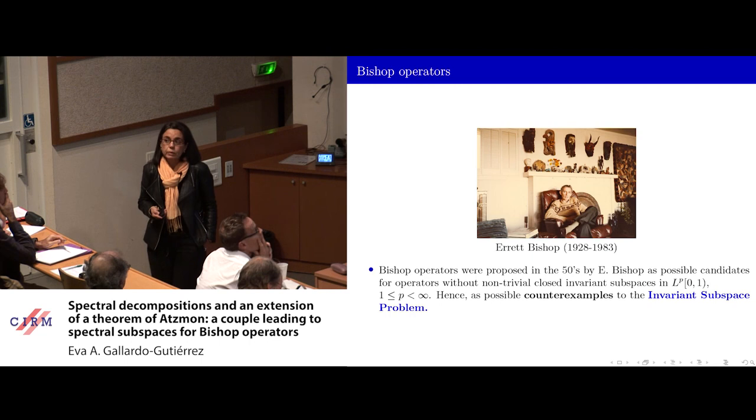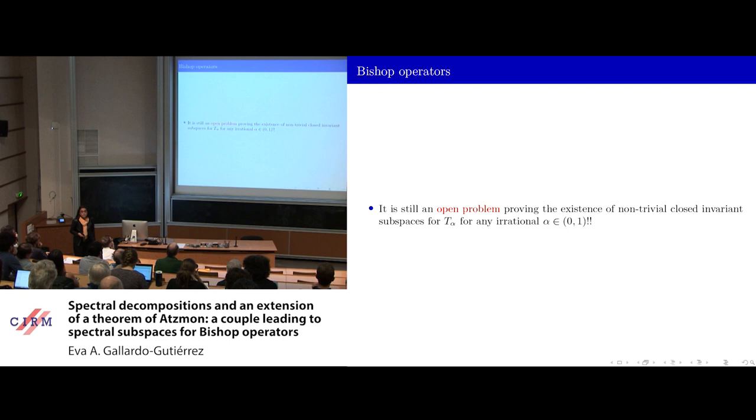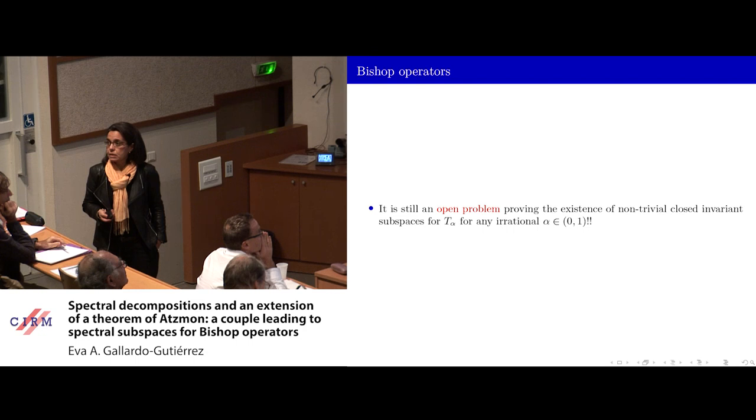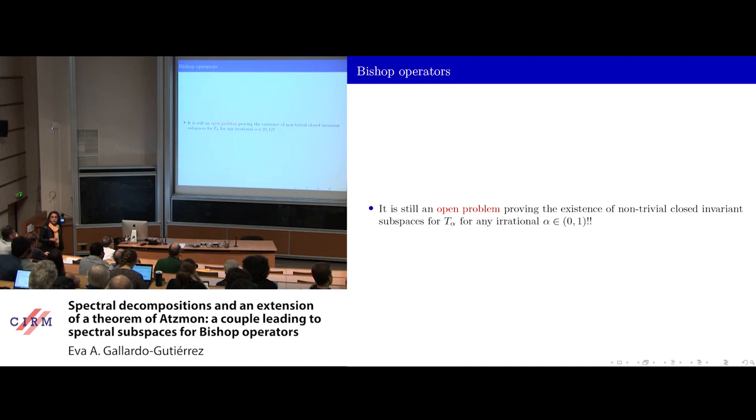We know that the invariant subspace problem asks if every linear bounded operator has a non-trivial closed invariant subspace; it's open in reflexive Banach spaces. So these operators were proposed as possible counterexamples, and it is still an open problem to determine if every Bishop operator has a non-trivial closed invariant subspace in LP, independently of the irrational alpha. Okay, so I'm going to try to address this question, and I will tell you what is known, what we have proved, and which irrationals are left.